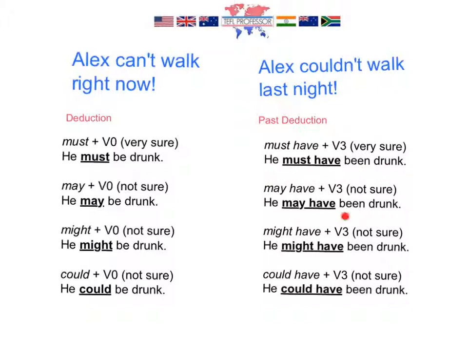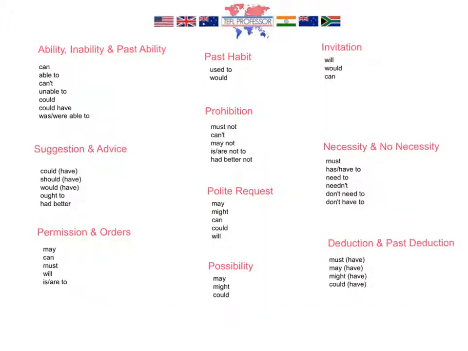He may have been drunk. He might have been drunk. He could have been drunk. And again, with may, might, and could, they retain the same not sure possibility, where must retains that very sure possibility for this one. So that's all the modal constructions that we're going to go over today.